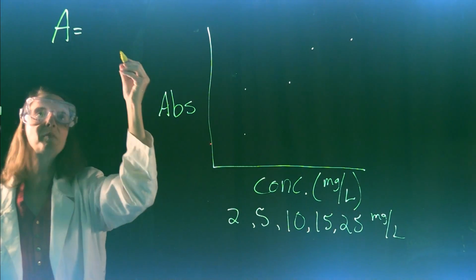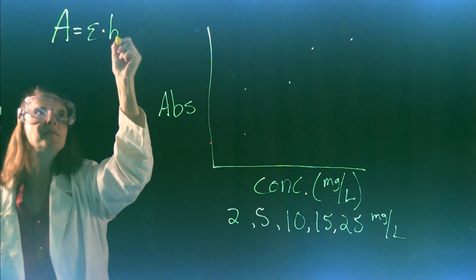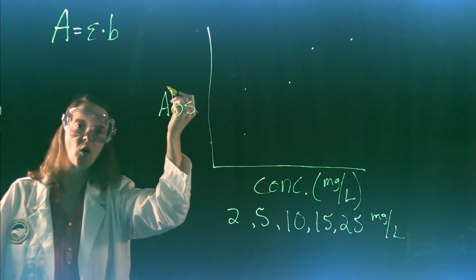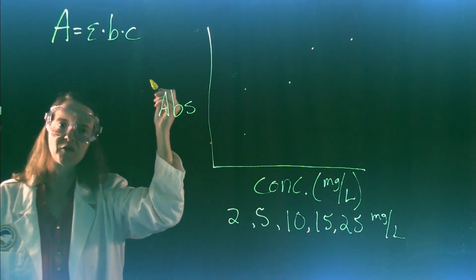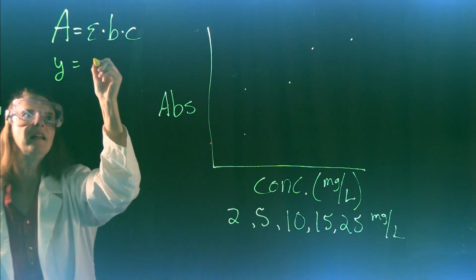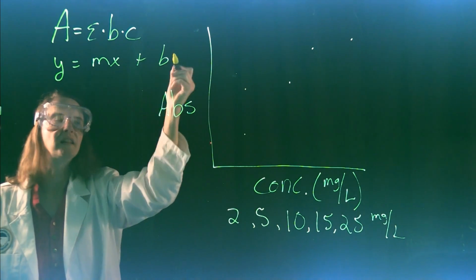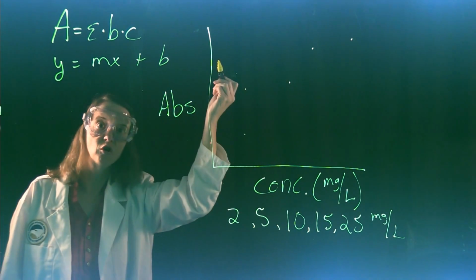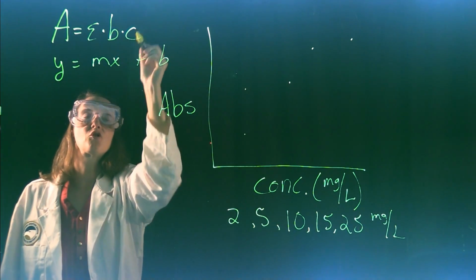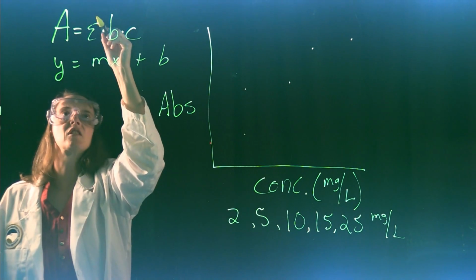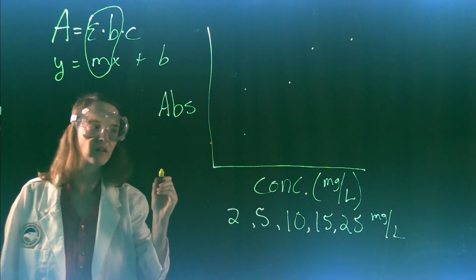It is stated as absorbance is equal to the molar absorptivity, that's what epsilon represents here, times b, which is the path length, which should be 1 centimeter, times the concentration. Remember, the form of a straight line is y equals mx plus b. This fits the format of a straight line. b should be 0 on a good day. We're graphing the absorbance on the y-axis, the concentration on the x-axis. Therefore, the slope should be the molar absorptivity times the path length.